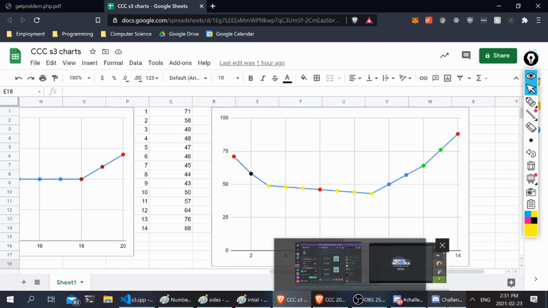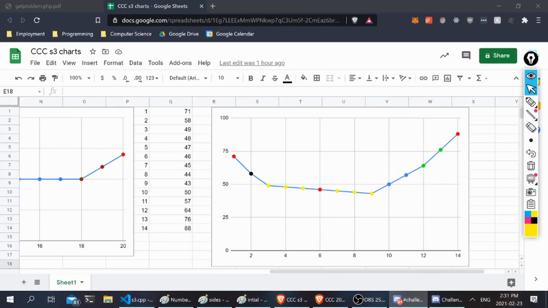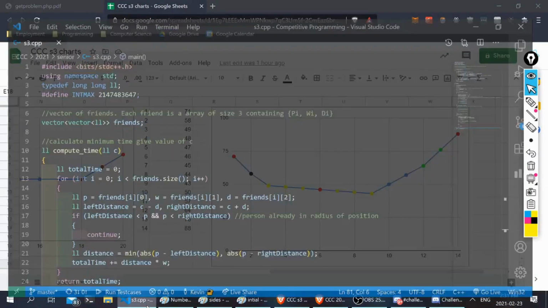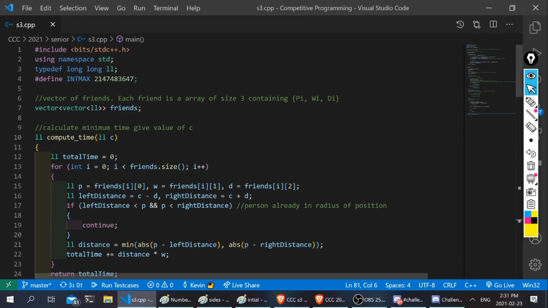And hopefully that was clear enough, I guess. But I'll get to the code now. All right, with the code, as I mentioned, we're going to be using binary search, and we're going to be going through all values of C.